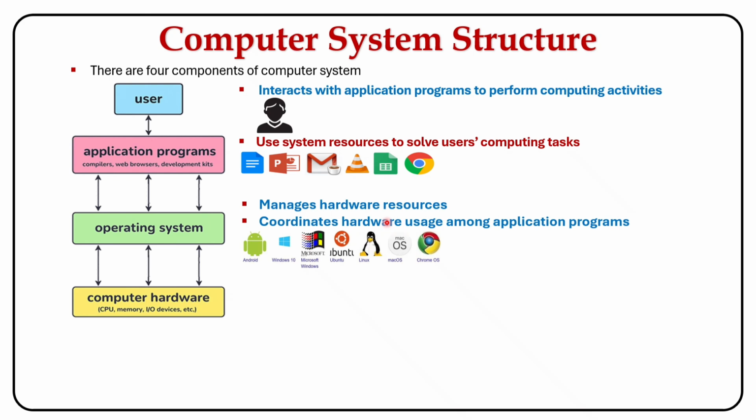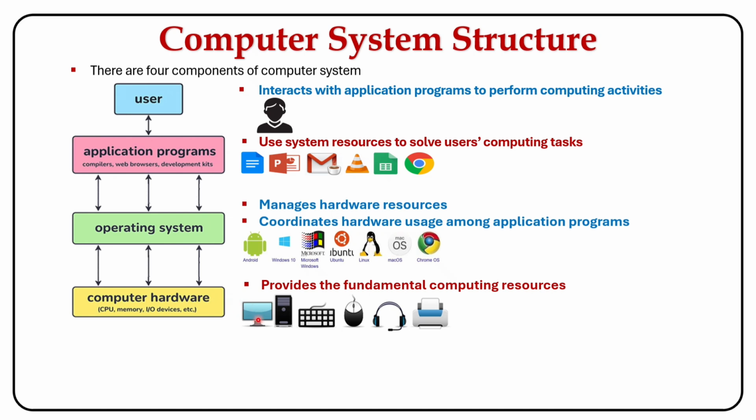The fourth component is computer hardware. Hardware refers to physical parts of the computer. For example, CPU, monitor, memory, RAM, keyboard, mouse, speaker, printer, and so on. The hardware provides the fundamental computing resources needed to execute the programs. However, these components work together. Let's see how these four components interact.